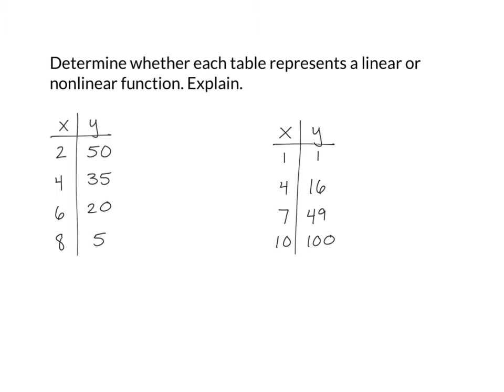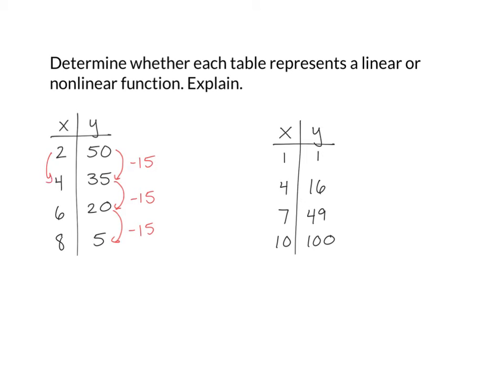Determine whether each table represents a linear or nonlinear function. Explain. So we're looking for a constant rate of change. So let's start with the table on the left-hand side. The change from 50 to 35 is negative 15. From 35 to 20 is negative 15 again. And from 20 to 5 is negative 15.